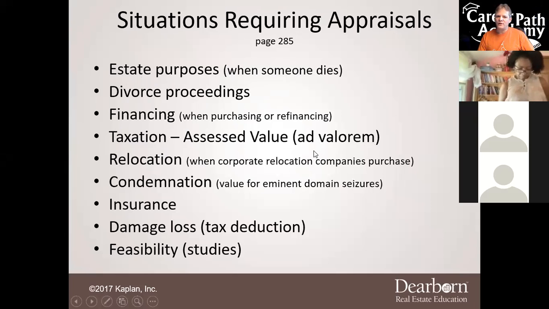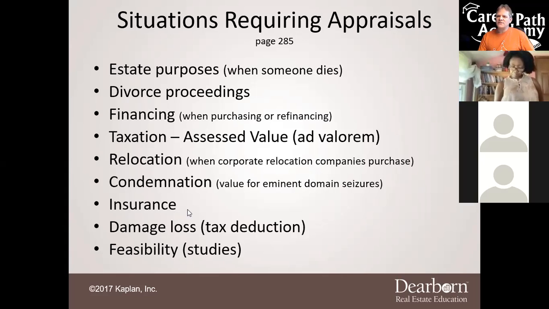That means according to the value of the property. And what is a value used for taxation purposes? It's called an assessed value. It's different from market value, right? Relocation reasons. Sometimes we have corporate relocation companies that may purchase the property. That's another time when we get appraisals. For condemnation, what's condemnation? Well, that's when a property is being taken away by eminent domain. They have to justly compensate the owner for that property. And condemnation is the process of taking the property through the courts. They need to get an appraisal done so that they know what just compensation is.